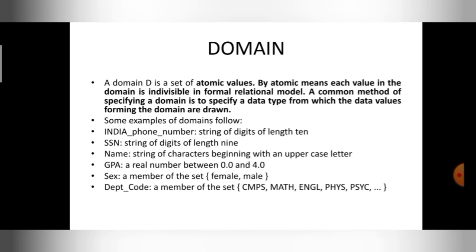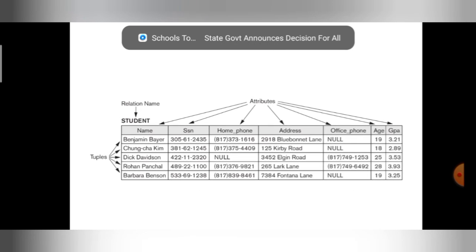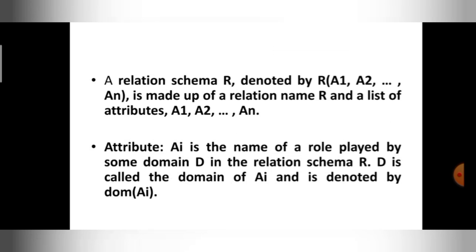See, if I say a department can be CMPS, maths, English, physics, like that. This is a domain. Domain is nothing but a set of values. For example, if you want to include the value for that department, that value should be within this set only: CMPS, math, English, physics. Hope you are understanding.